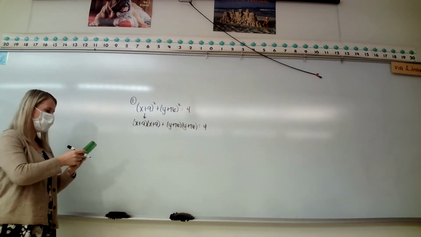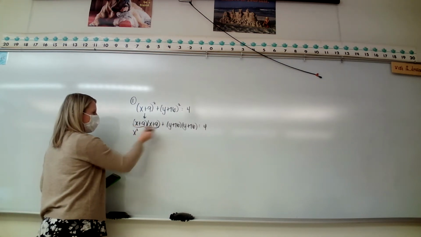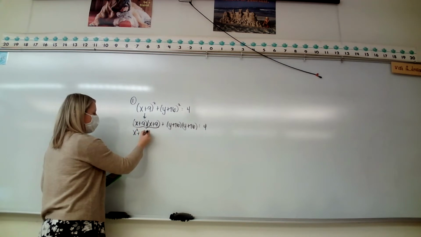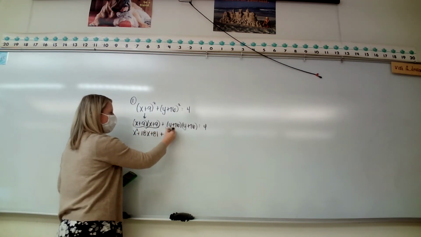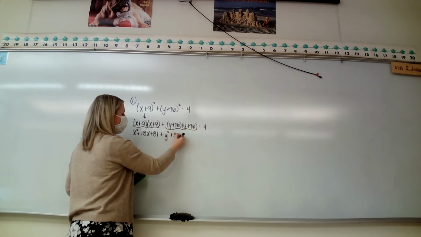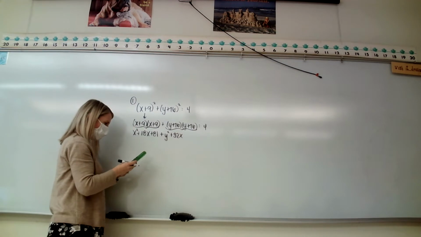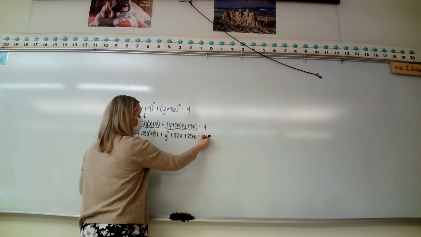What's going on? That would be x squared. I'm just kind of multiplying those out. Plus 18x plus 81. Plus, I'm going to distribute that out. That's y squared plus 32y. I don't know what 16 squared is. Oh yeah, 256 equals 4.